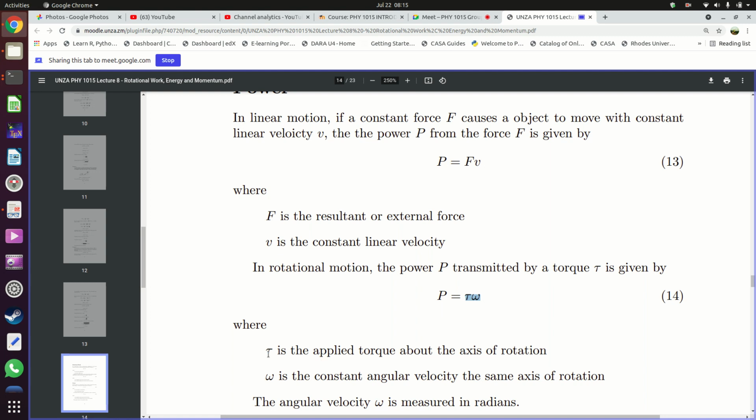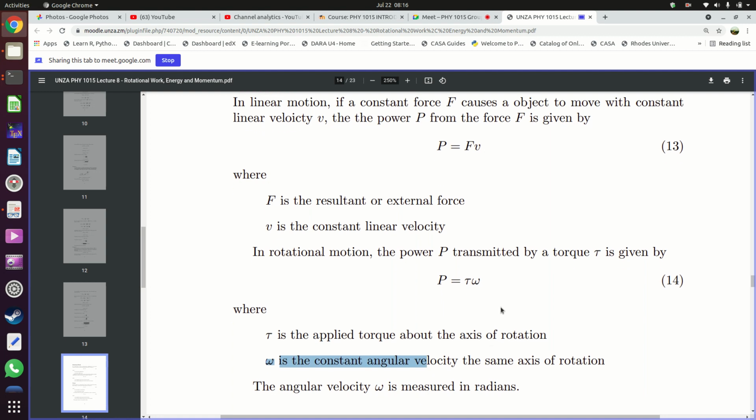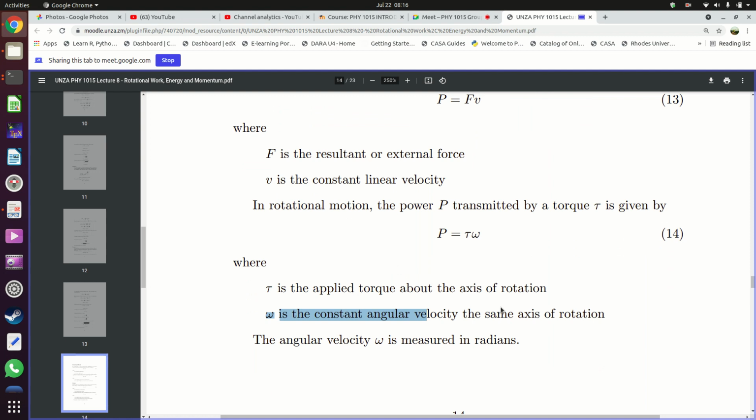Where torque is the applied torque about the axis of rotation, and omega is the constant angular velocity with which this particular object is going to be spinning. So if you apply a torque, then this torque causes an object to spin about its axis of rotation with angular velocity omega. Then the power which is transmitted due to your torque is equal to the product of the torque multiplied by omega. Is that clear?